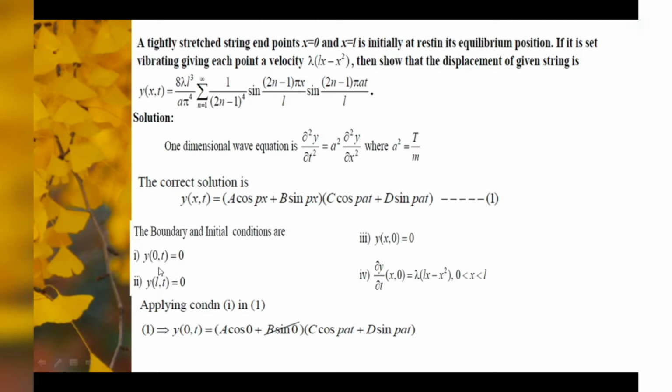So now let us apply the condition to y of x comma t. In that, let us substitute the first boundary condition, y of 0 comma t equal to 0. So in the left hand side we have to substitute 0. Substitute x as 0: (a cos 0 plus b sin 0) into (c cos pat plus d sin pat). In this, when x takes the value 0, sin 0 is 0 and cos 0 is 1, and therefore we get 0 equal to a into (c cos pat plus d sin pat).